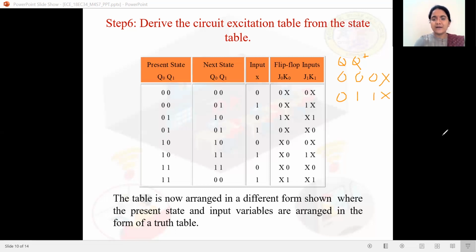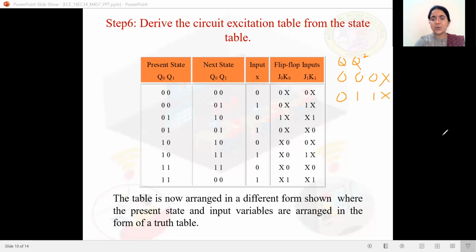Here you should remember this because we have to write the K map after that for each of the flip-flops to get the equations, flip-flop input equations to design the circuit. So we have to remember this. If you know the flip-flop truth table, you can easily write this.